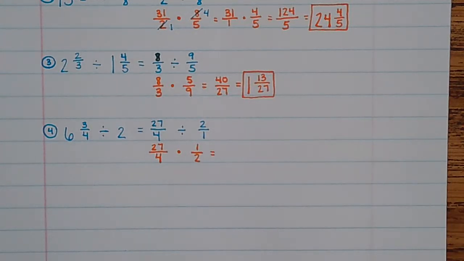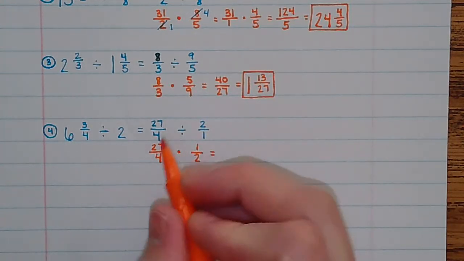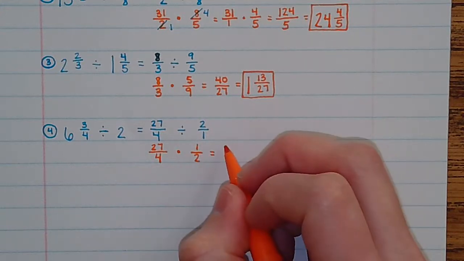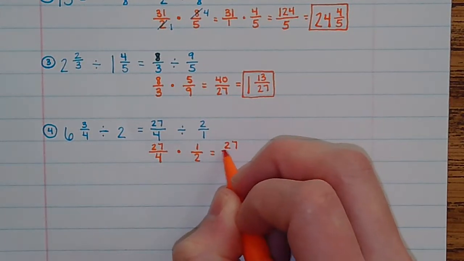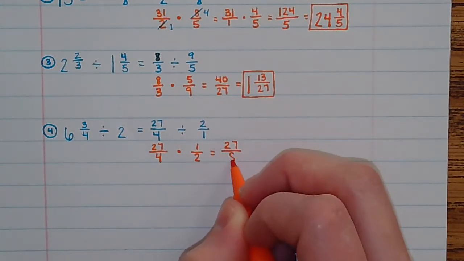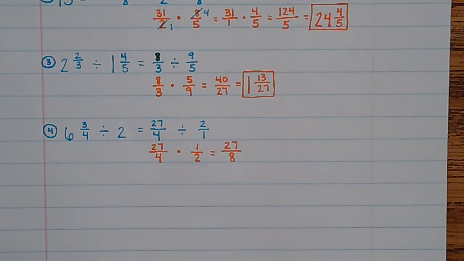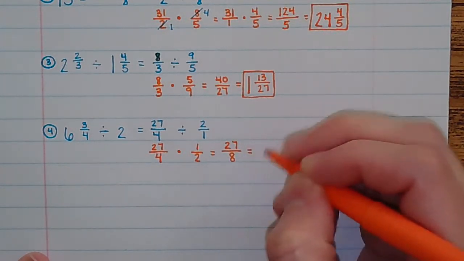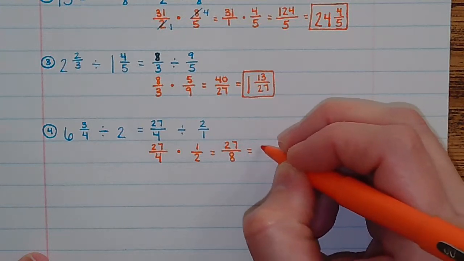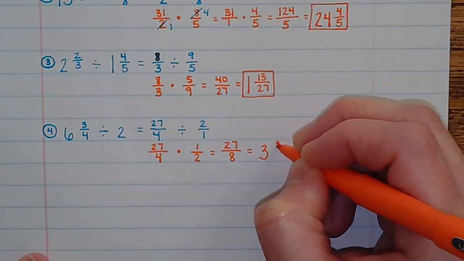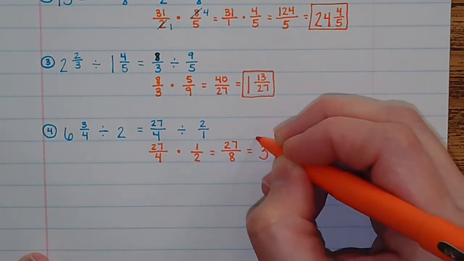Okay? Unfortunately, there's nothing I can cross cancel, so I just go straight across. 27 times 1 is 27. 4 times 2 is 8. If it wants it as a mixed number, 8 goes into 27 3 times. There are 3 left over, and 8 is my denominator.